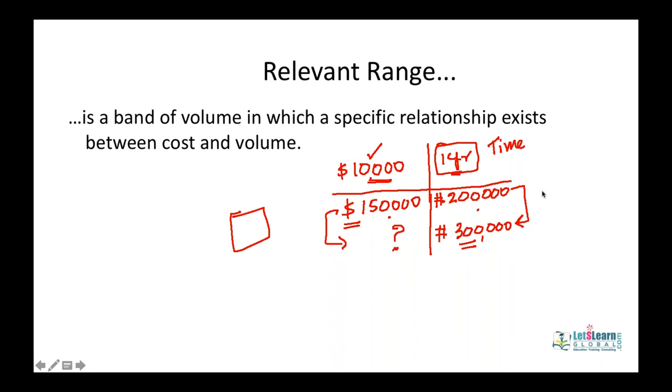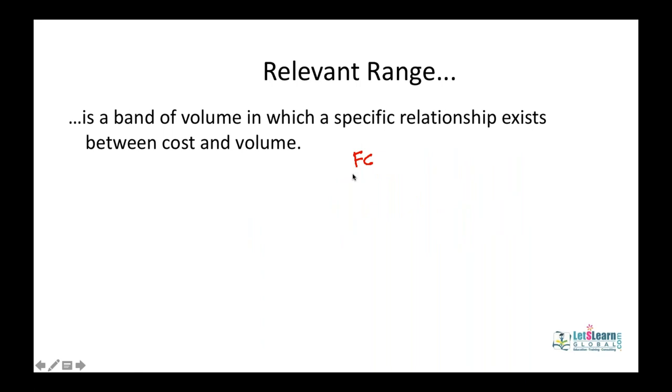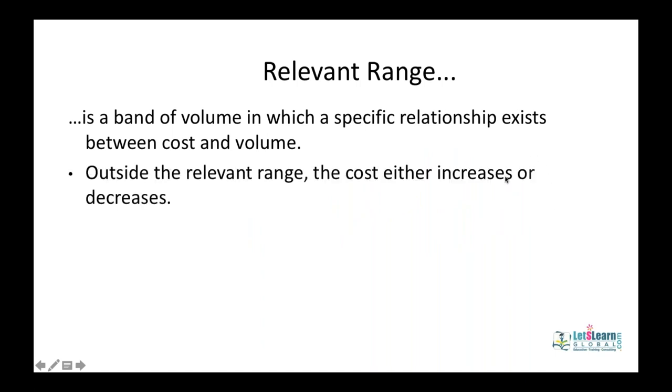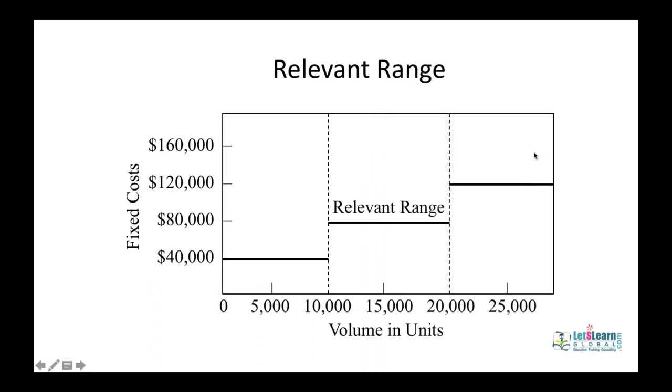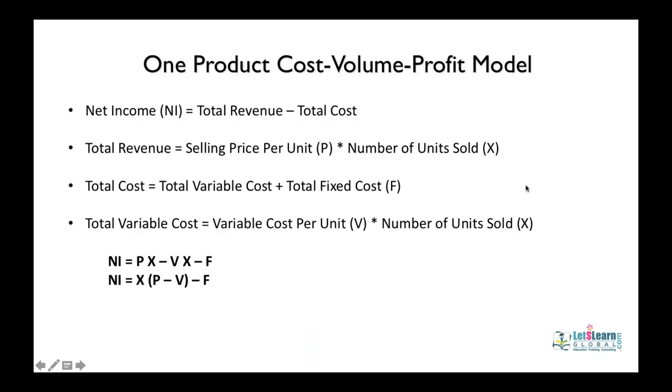So what we can say is that, whatever fixed costs we have learned so far, fixed costs remain constant within a relevant range, a time period or a maximum production capacity. If the relevant range changes, say 10,000 units was your relevant range and it changed to 15,000, your fixed cost will respond from 40,000 to 80,000. When the relevant range increases to 25,000, it may increase to some extent. So when you give a definition of fixed cost, you can say that fixed costs remain constant within a relevant range.